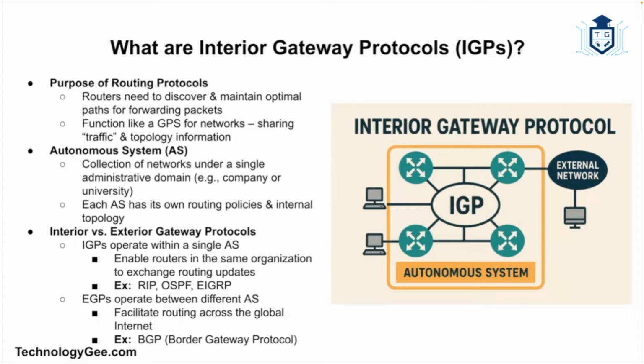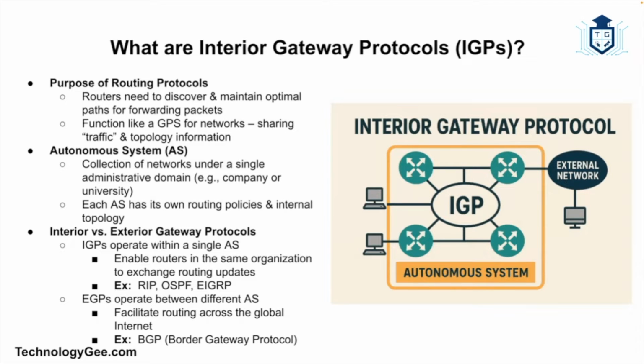Before we jump into RIP, let's start with a quick pit stop. Exactly what is an interior gateway protocol? Routers need a way to figure out the best path to send packets from one network to another. That's where routing protocols come in. They let routers share information about network paths, kind of like how drivers use GPS or traffic apps to find the fastest way home. Now, there are two broad types of routing protocols.